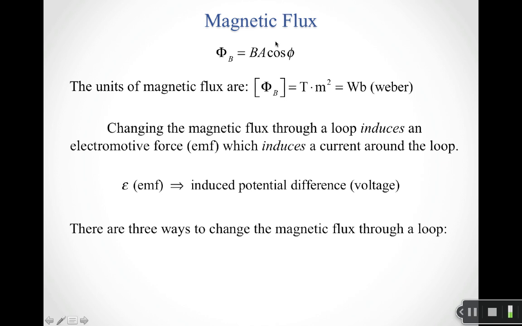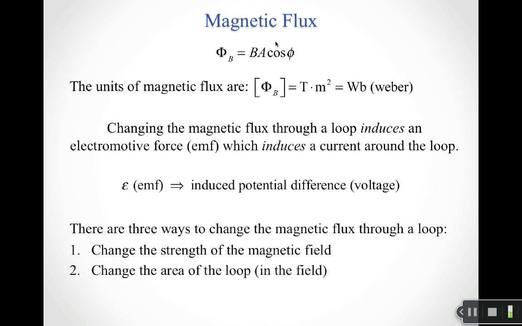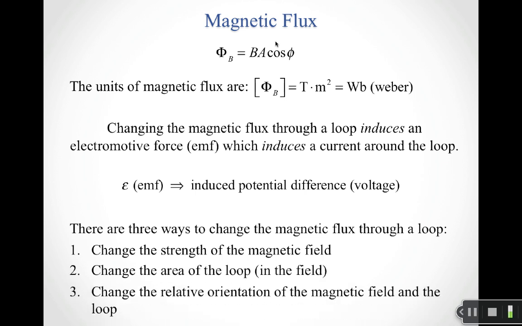Since this is how we calculate the magnetic flux, there are three ways that you can change the magnetic flux through a loop. You can change the strength of the magnetic field, you can change the area of the loop, and you can change the relative orientation between the magnetic field and the loop. So there are basically three pieces here: magnetic field, magnitude of the area, and relative orientation. And what we'll see when we talk about Faraday's law in the next video is that when you change the magnetic flux by changing one of those three things, you're going to induce an EMF which will drive a current around the loop.